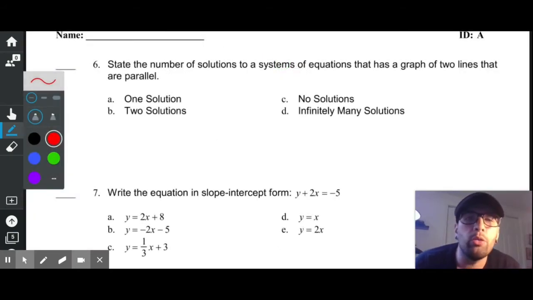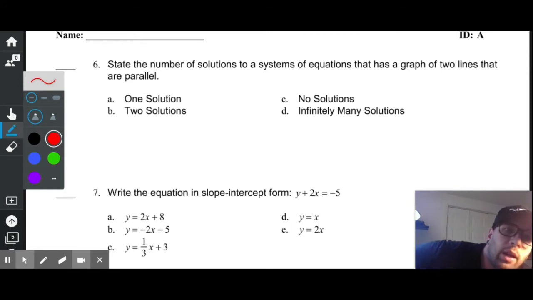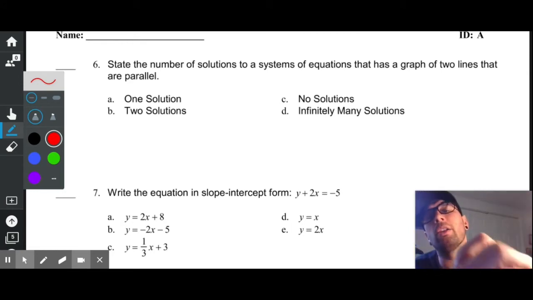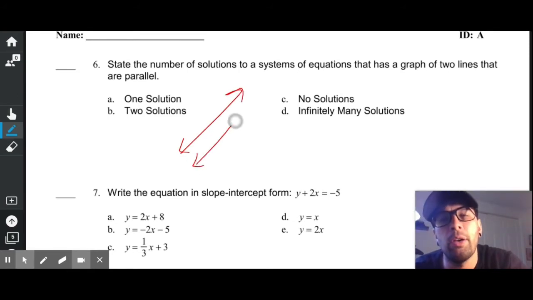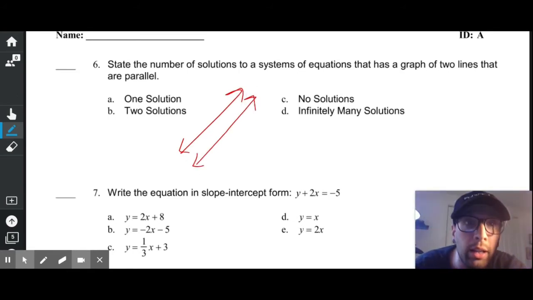State the number of solutions to a system of equations that has a graph of two lines that are parallel. What's parallel mean? Well, if this is a parallel line and this is a parallel line, then those lines are never going to intersect.